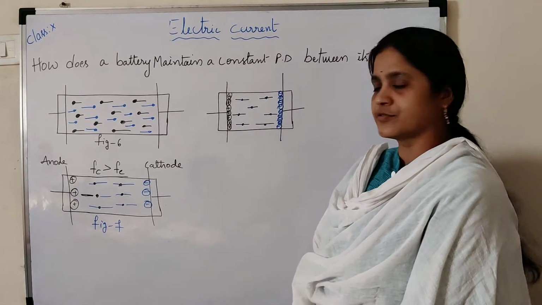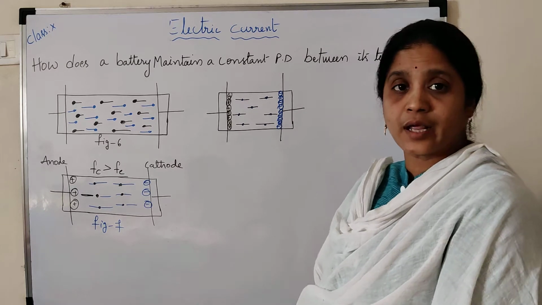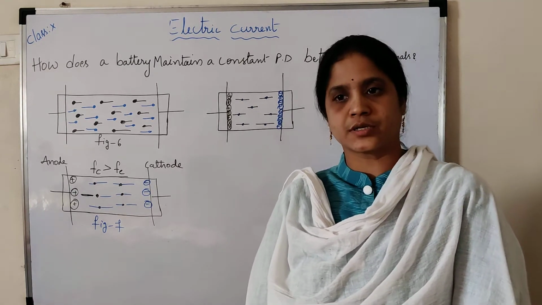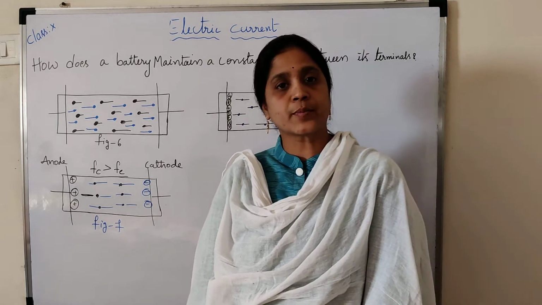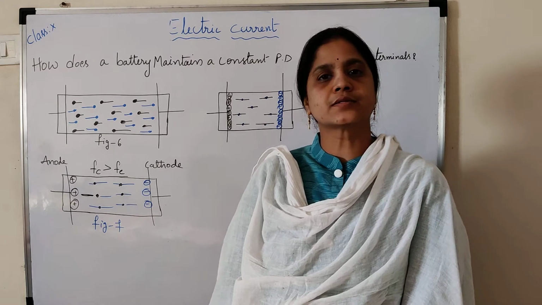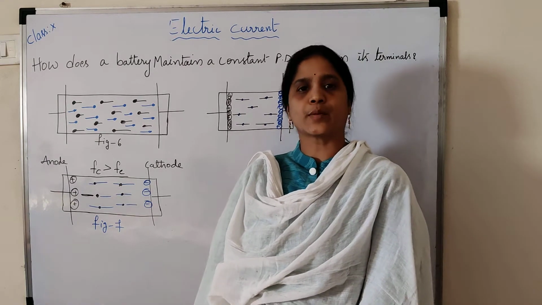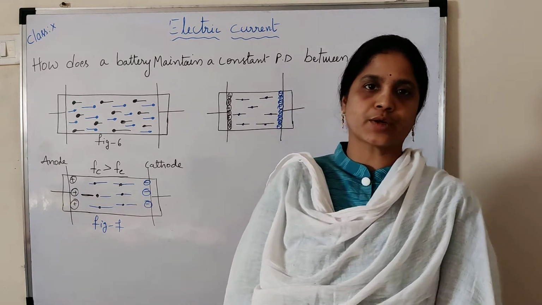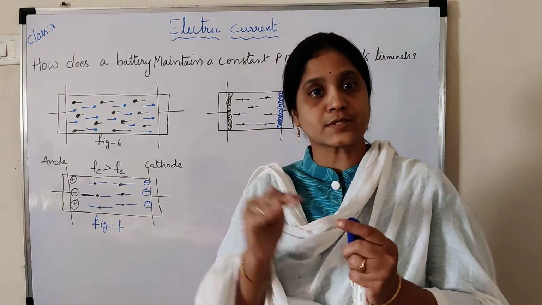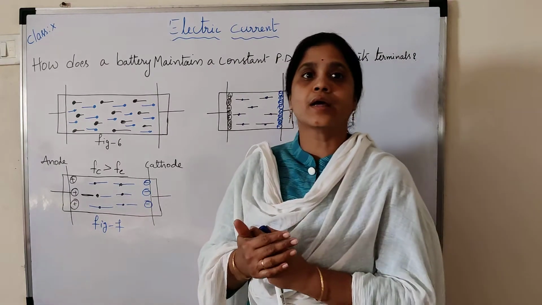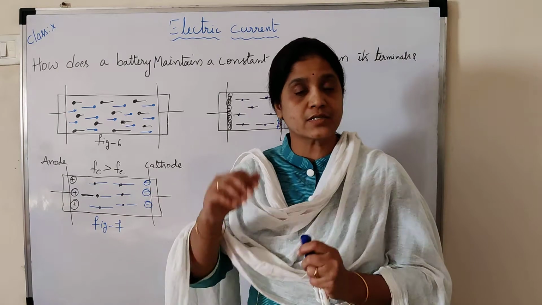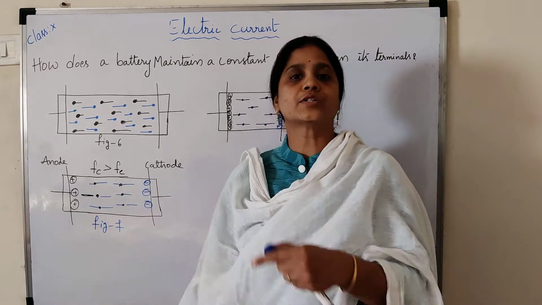Now in today's session we'll learn about how a battery maintains a constant potential. In the last video we learned about what potential difference is. Electrons move from one place to another in the circuit. For that movement, some pressure or force is required. The difference between the points from which and to which they are moving is known as potential difference.